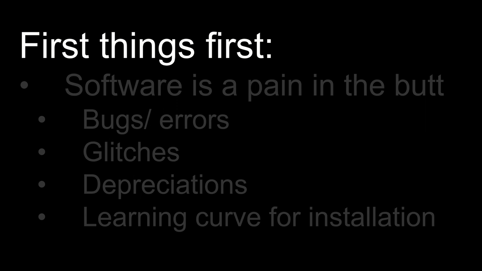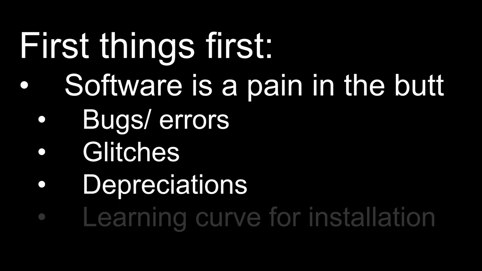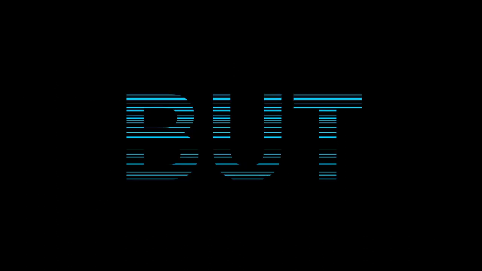First things first, software is a pain in the butt. There are bugs and errors, there are glitches, some that are good, some are bad, and then deprecations. Apparently some certain libraries have expiration dates, and they lead to incompatibilities, things like that. And then the learning curve for installation as well. You have to open all these terminals and windows, and it's not so straightforward when you're trying to look for the prerequisites. But that doesn't mean you can't learn how to use GitHub.